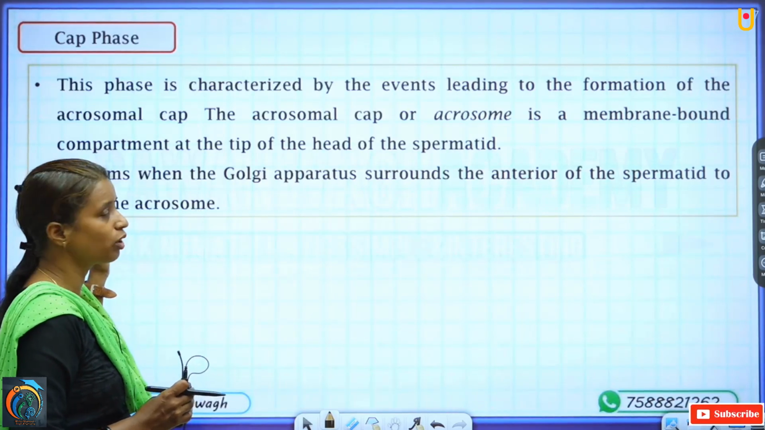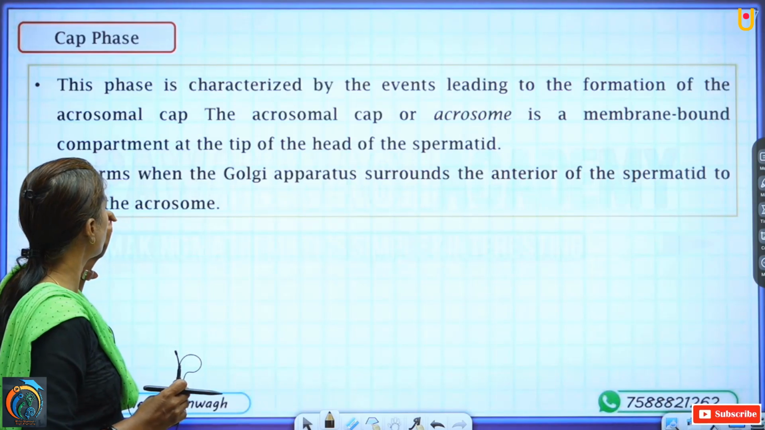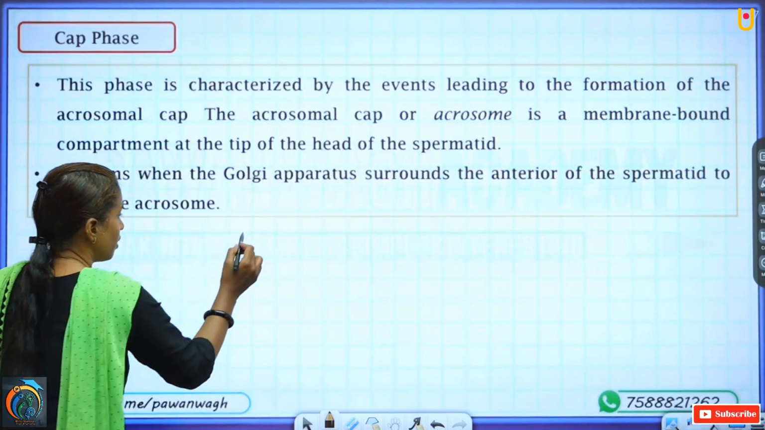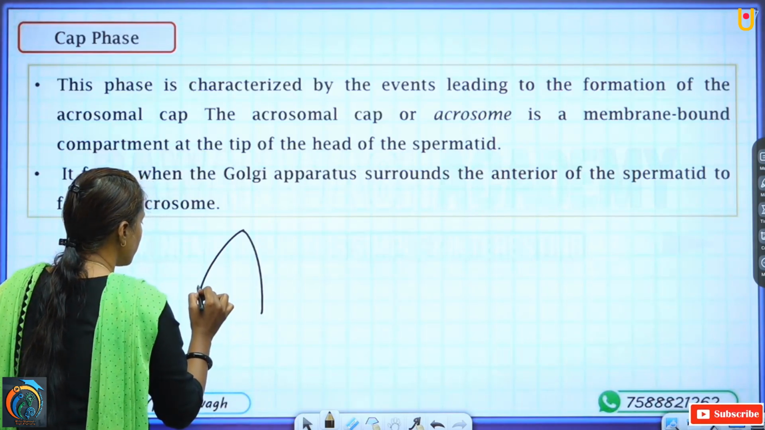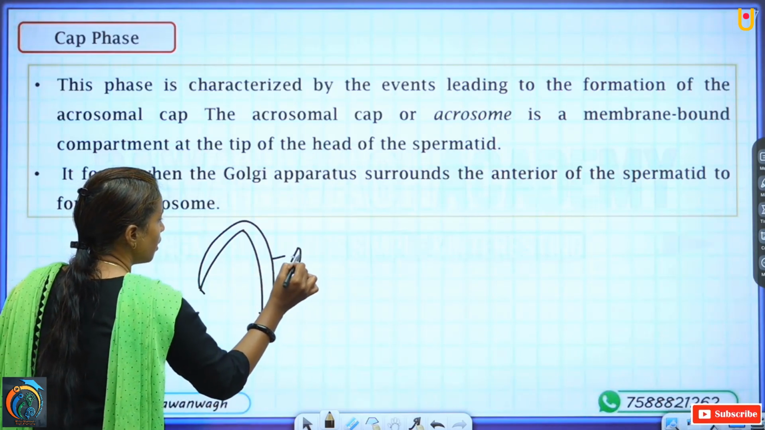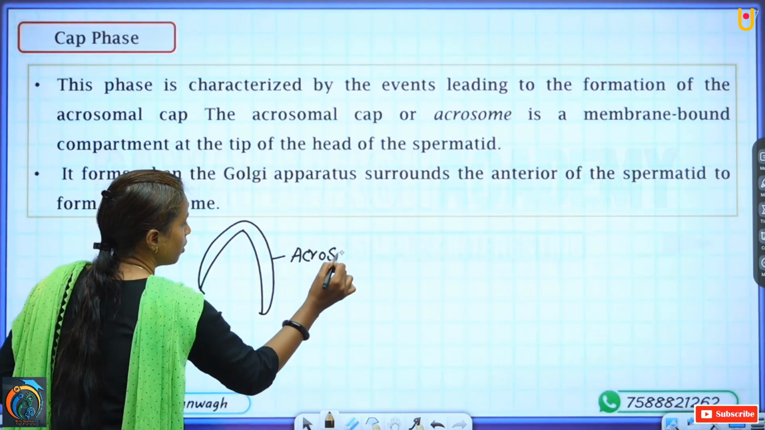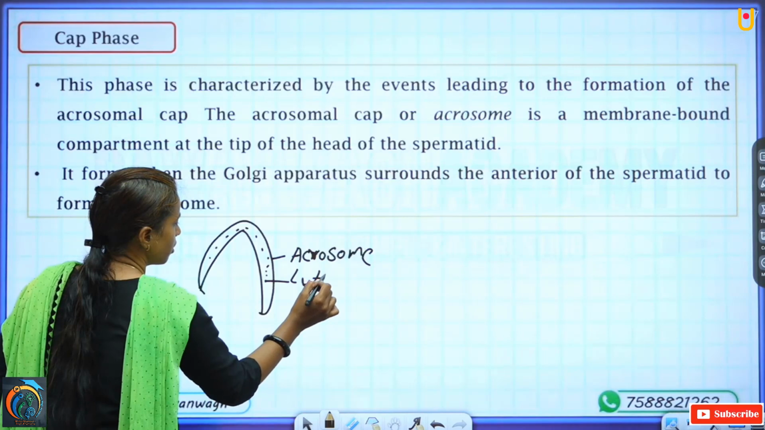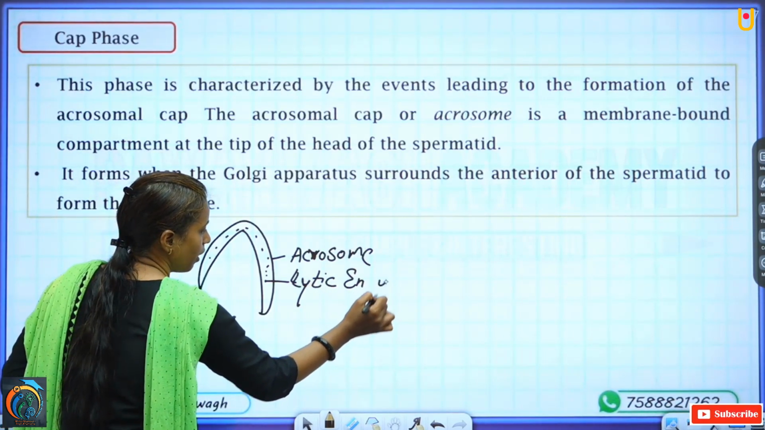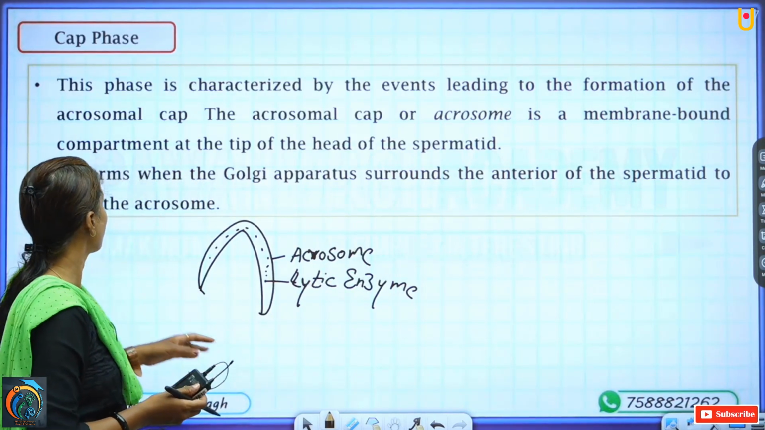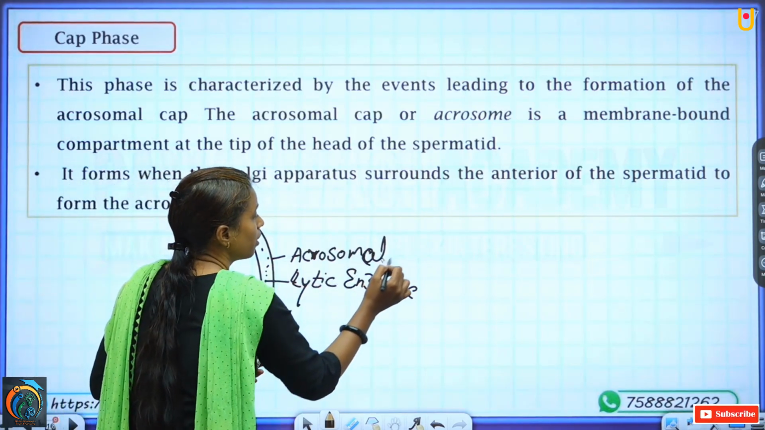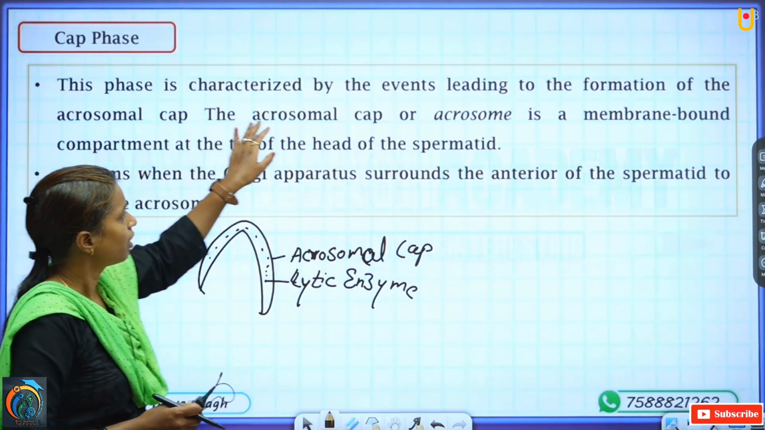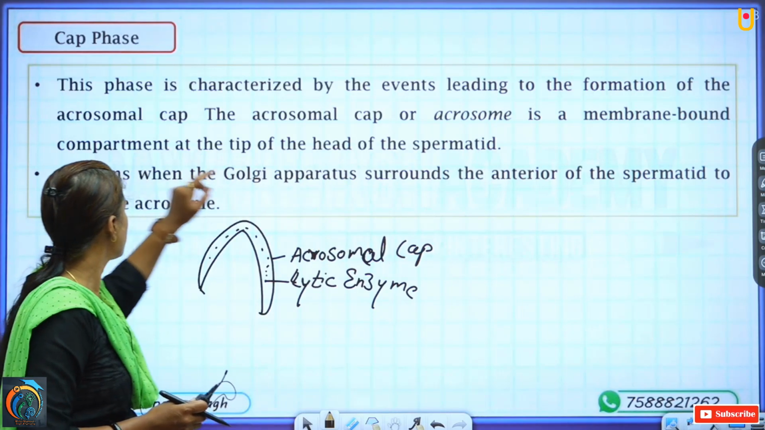Now, the next phase, after the Golgi phase, the second phase is the cap phase. What does this cap phase mean? This is the phase characterized by events leading to formation of the acrosomal cap. Suppose this is the sperm, and here it is forming a cap region. We call it an acrosome, and inside that acrosome, lytic enzyme is present. This is the acrosomal cap region. Now what happens in this acrosomal cap region? This acrosomal cap, or we can call it an acrosome also, is a membrane bound compartment.